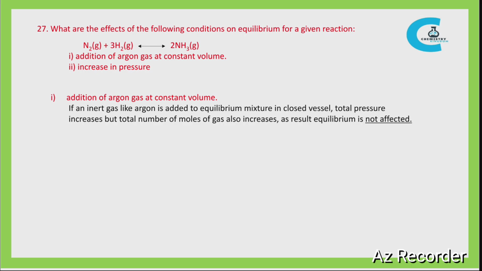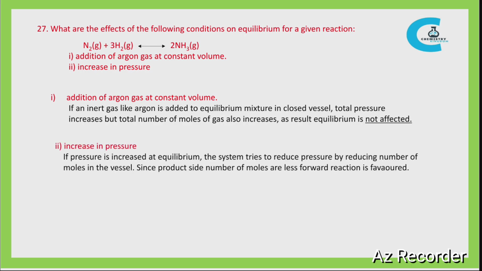Remember, whenever you are taking constant volume, equilibrium is not affected. Whenever you are taking constant pressure, then equilibrium is affected. Increase in pressure: if you increase pressure, the system tries to decrease the pressure by decreasing the number of moles. You see the reaction, left side 4 moles are there, right side 2 moles are there. Which side has fewer moles? Right side. Clearly it will move in the forward direction. Equilibrium shifts to the right side.